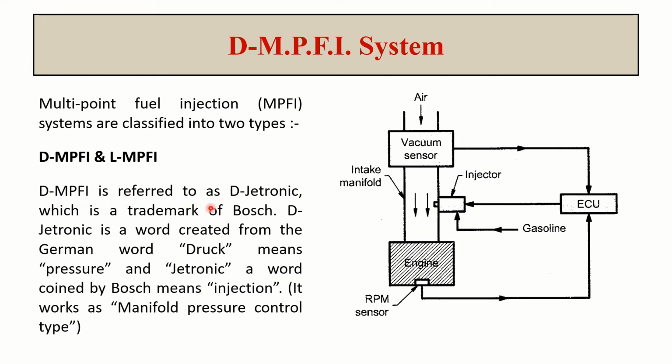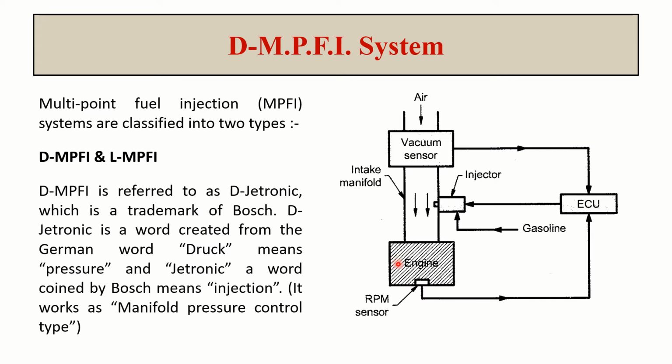DMPFI is referred to as D-Jetronic. This is a trademark of Bosch. D-Jetronic is a word created from the German word Druck, meaning pressure, and Jetronic, a word coined by Bosch, meaning injection. It works as a manifold pressure control type.